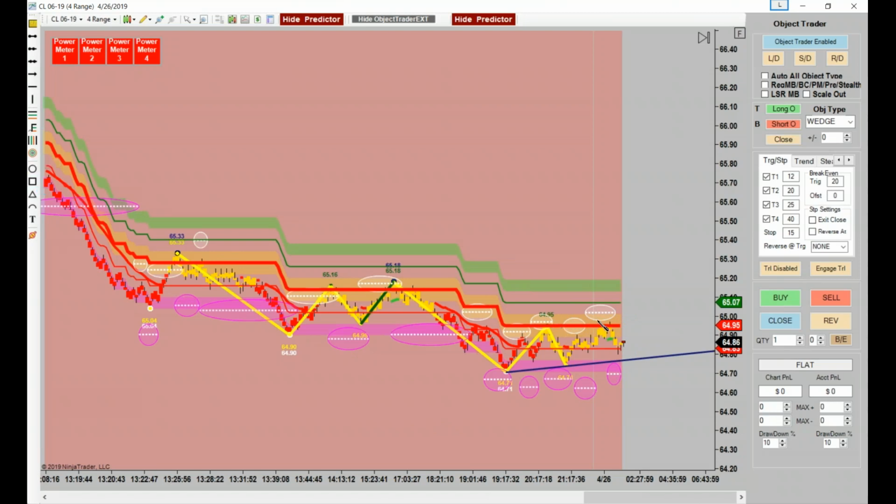You know, for instance, if it gets up in this area here and rolls over, well, let's just see what it does. We don't know yet.